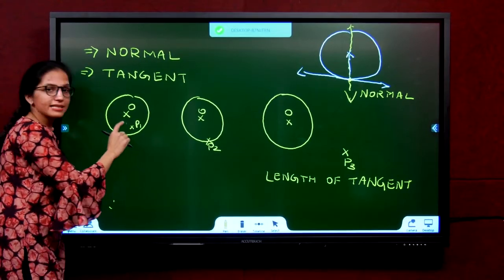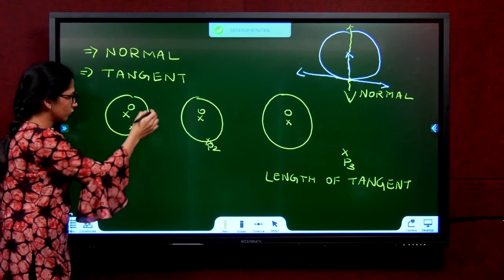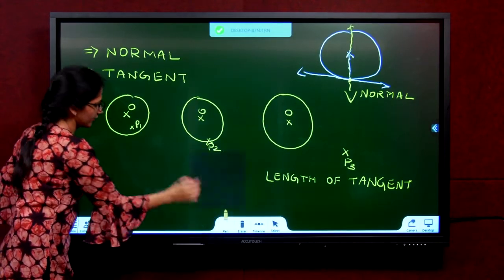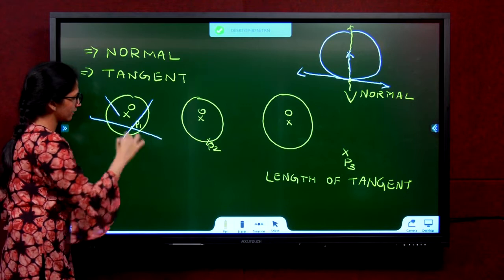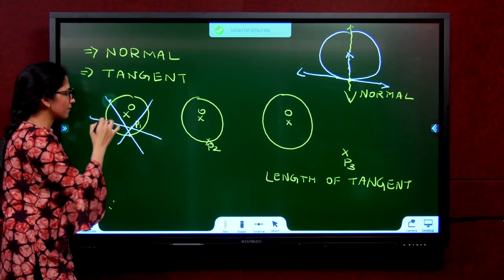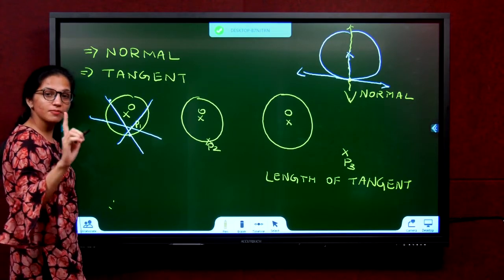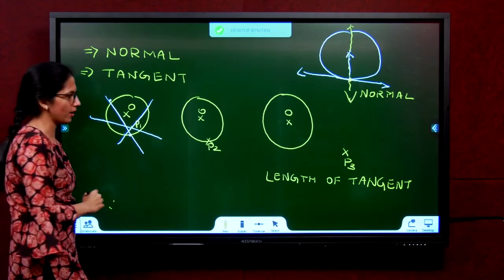Next, let's learn something more about tangents. If there's a point inside the circle, can we draw a tangent? No. Why? Try. Whichever line you take, it will touch the circle at a minimum of 2 points. That is not a tangent. Tangent means it should touch the circle only at 1 point.